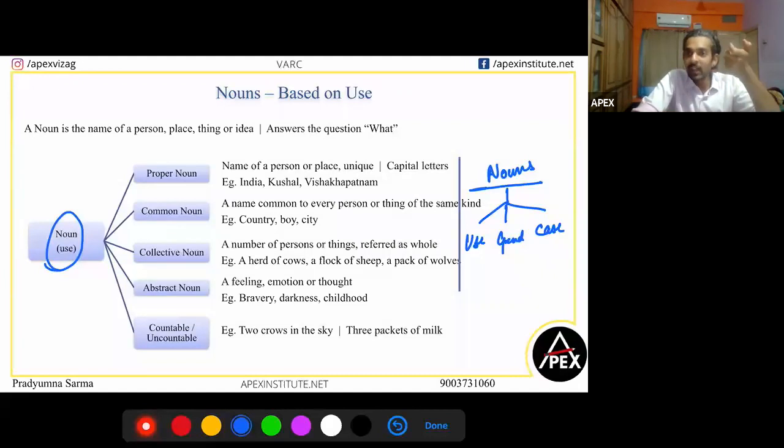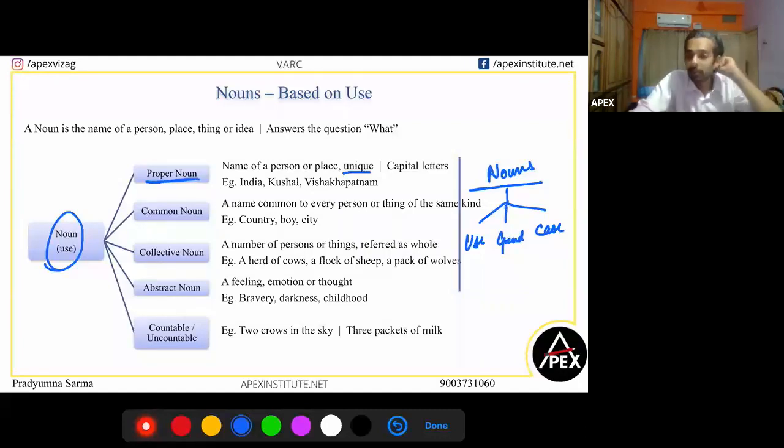Based on what we are giving the name to, there are six classifications. Okay, on the basis of what and why we are using that name for a particular thing, we have 6 classifications. First thing, if we are giving a name to something unique, it can be a person, an object, or a place, if something is unique, okay, then it is called a proper noun.